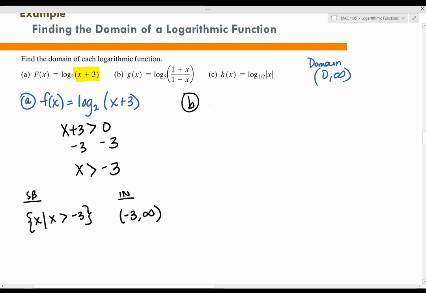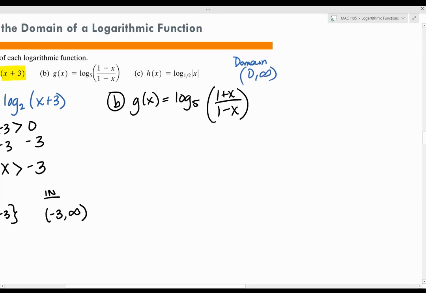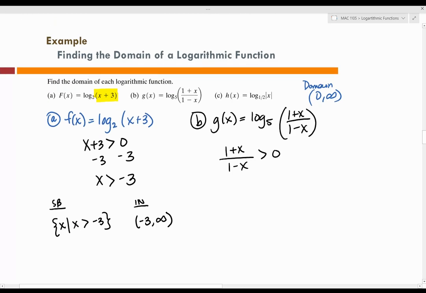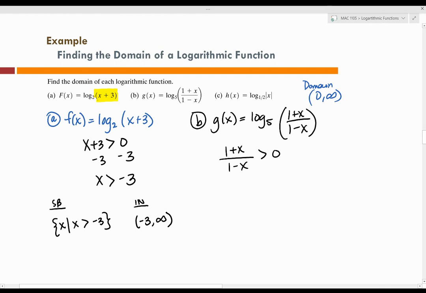All right, let's try B. So B says g of x equals log base 5 of 1 plus x over 1 minus x. So once again, the argument of our log function has to be positive. So we want to set this argument, 1 plus x over 1 minus x, greater than 0 because we want to ensure that it stays positive. In this argument sits a rational. If it helps you, you can label what was sitting in our original arguments. So in the argument of A, that was a polynomial function.